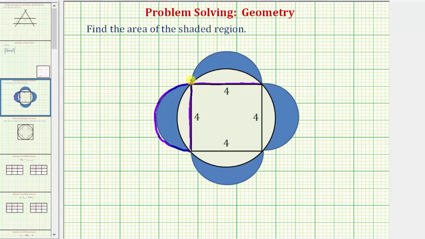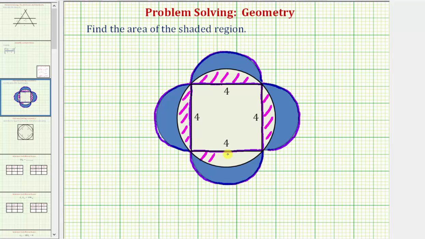here, here, and finally here. Once we find this combined area, notice how we subtract out the area bounded by the circle and the square, meaning this area, this area, this area, and finally this area, we'd be left with the area of the shaded region.